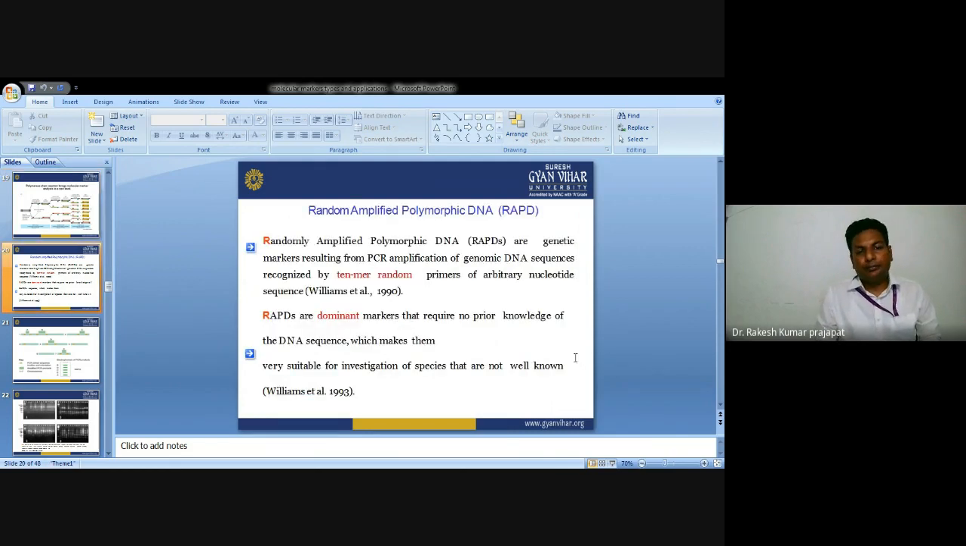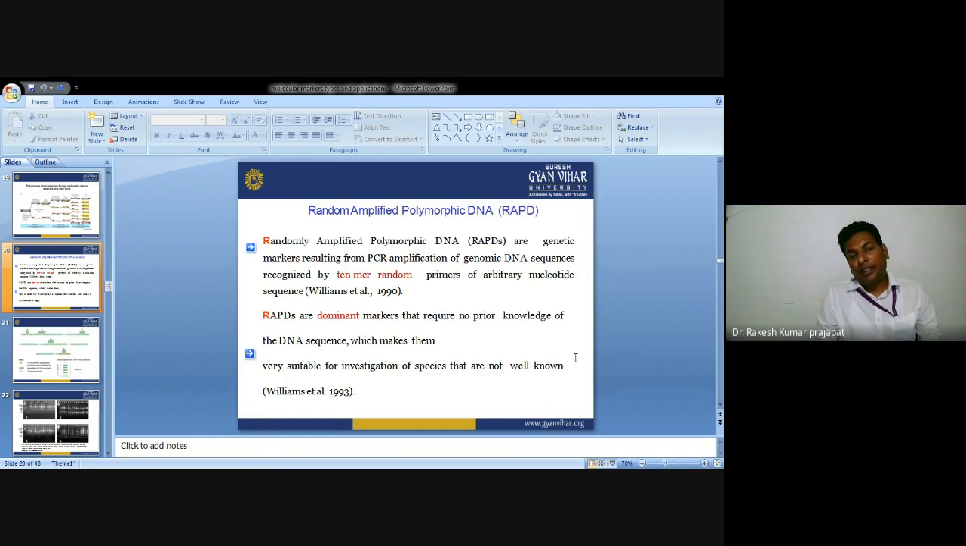Now RAPD, randomly amplified polymorphic DNA. RAPD markers result from the PCR amplification of genomic DNA sequences that are recognized by 10-nucleotide primers, 10-mers. That is important. RAPD stands for randomly amplified polymorphic DNA.